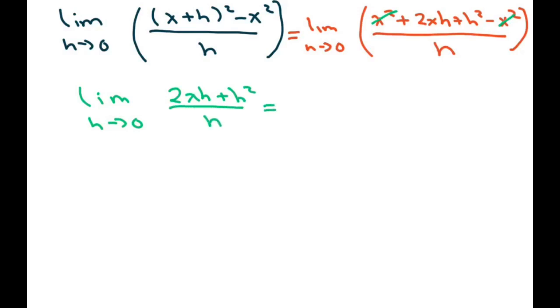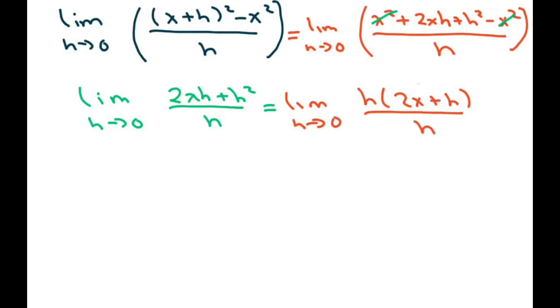Now let's factor out an h because we've got to get the h out. So we're going to factor out the h using the highest common factor. Oops. You should always write the limit. So let's write the limit as h approaches 0, and now factor out the h. That's 2x plus h over h.